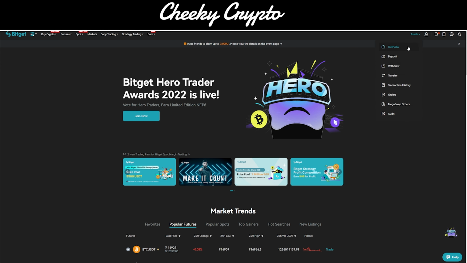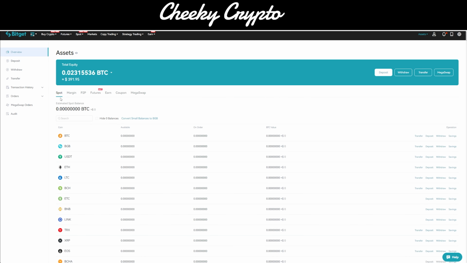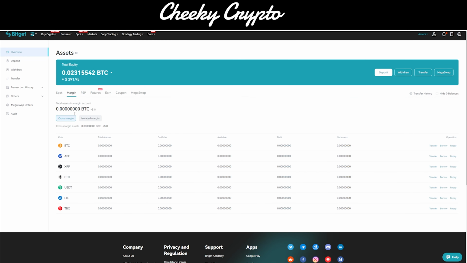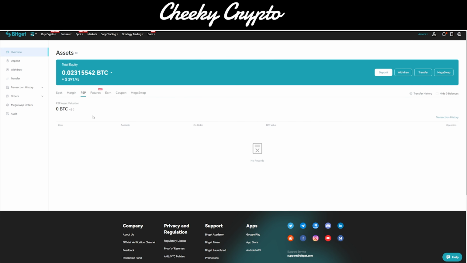The other thing I do want to jump into is the overview of your assets, because as I said, there are lots of different accounts. Here's your spot account, and you can see that right in here. You can see the margin account over here, and you have to go through all of these disclaimers. I've not actually done this yet. Margin account, you'd have your P2P account. Again, I haven't gone into this, so I'll just go ahead and confirm all those conditions, but it's important that you do read those terms and conditions and understand what you've just agreed to.